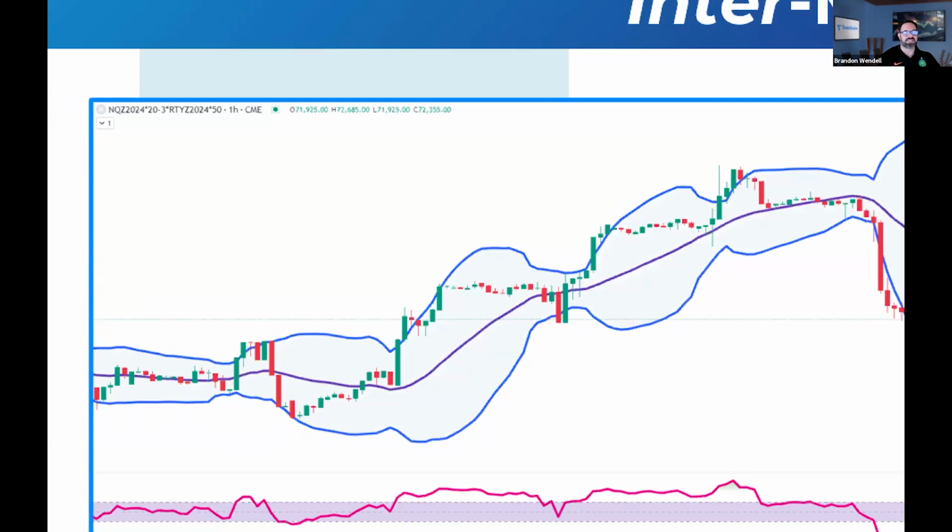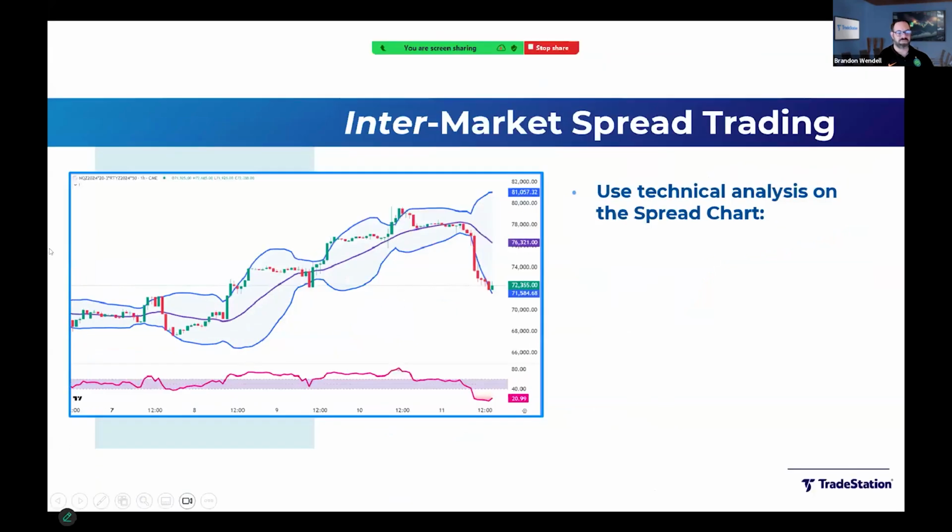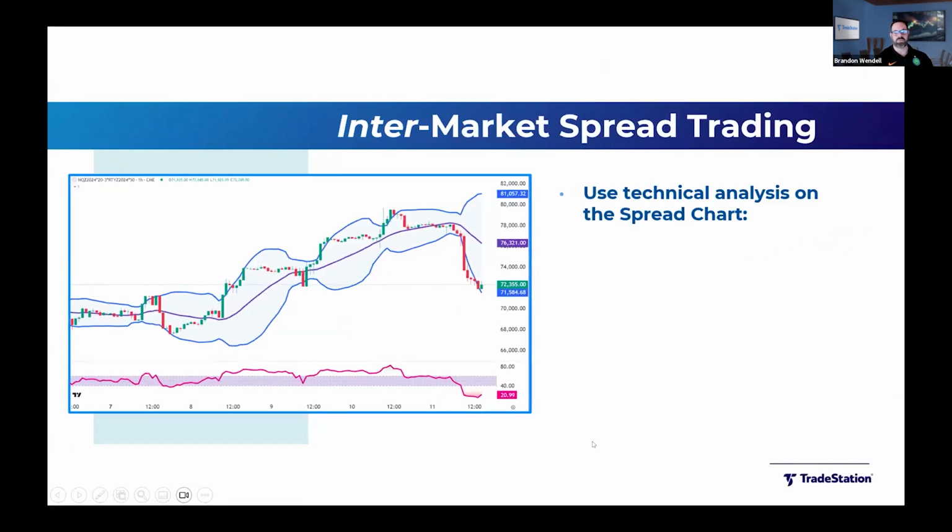There we go. So you can see that's NQZ24 times 20 minus 3 times RTY Z24 times 50. Basically, what I had to do there is not only do the notional values, but I also have to do what's called delta neutrality. So some of these spreads get a little more complicated, a little more sophisticated, I'll call it. As an example, let me just show you.